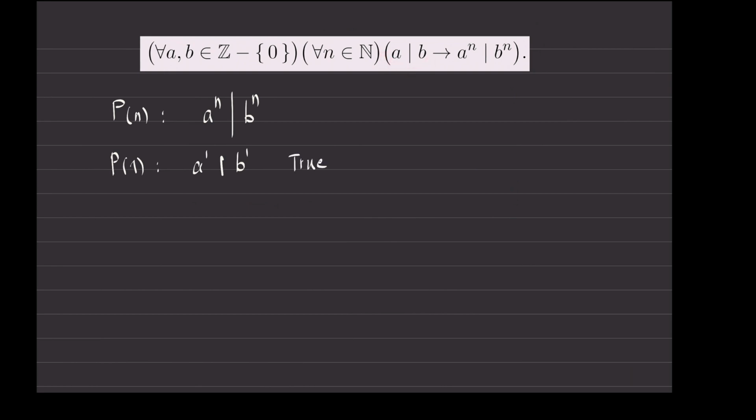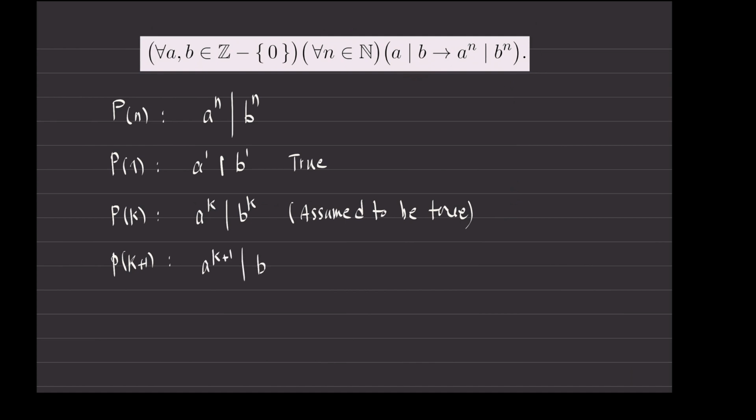Now let us say that k is a natural number, and I assume that P(k) is true, meaning that I know that a to power k divides b to power k, assumed to be true. Then I want to prove that for the next natural number this is also true. So I want to prove that this relation holds for a to power k plus 1 divides b to power k plus 1, to be proven, yes? But that is also simple, yes?